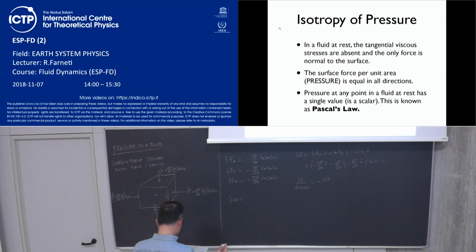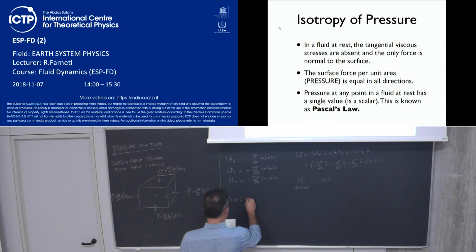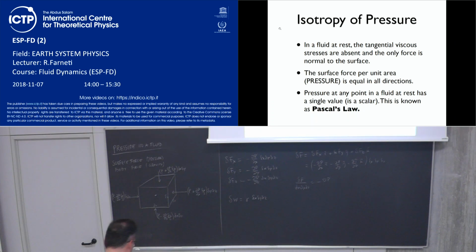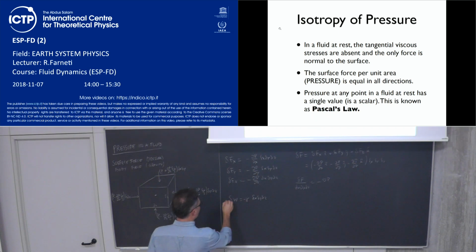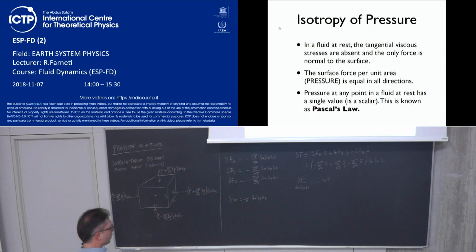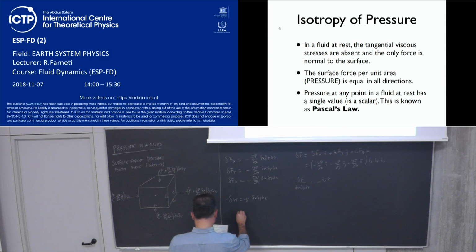But then you have the weight. So it's not an infinitesimal element of fluid anymore where you can just disregard the volume. You have a weight, and so you define the weight using the specific weight again, gamma, which is directed down.